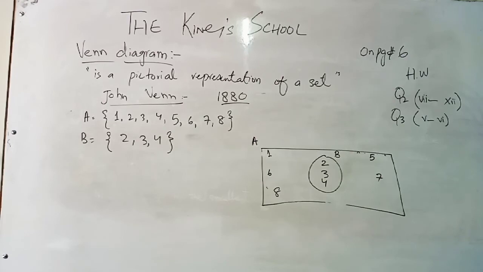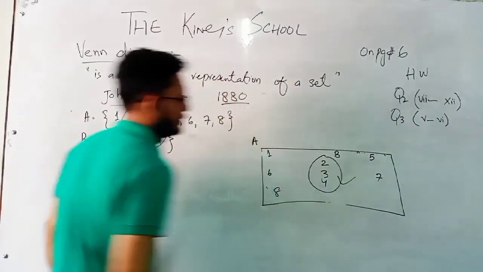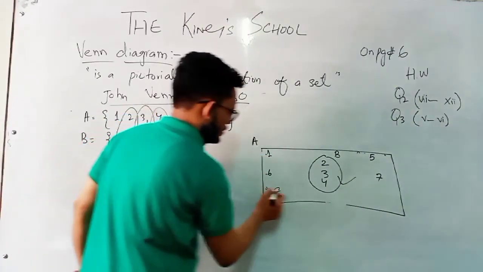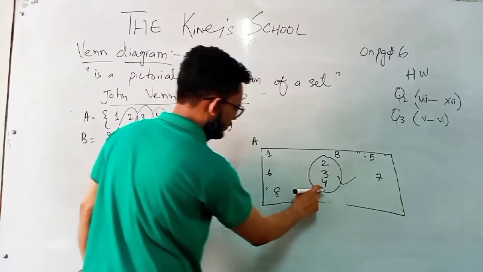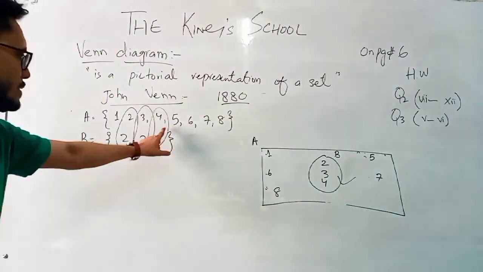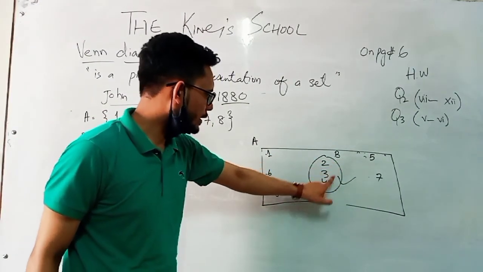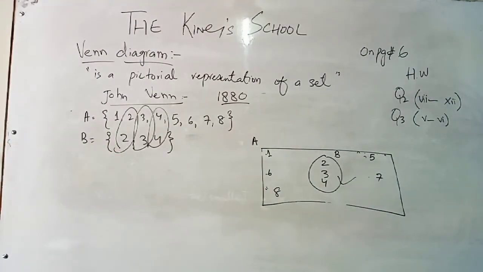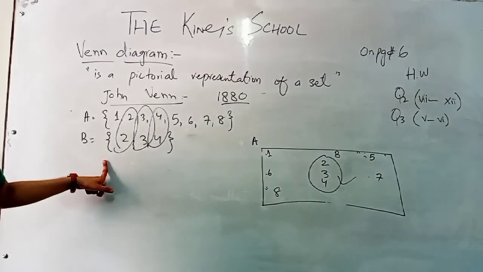This shows the common terms. We write the common terms in the center and the remaining terms on the side. This represents that all of 1, 2, 3, 4, 5, 6, 7 and 8 are elements of A, which is right. And in set B we have only 2, 3 and 4, which is also correct. That's why we say it is a pictorial representation of a set.